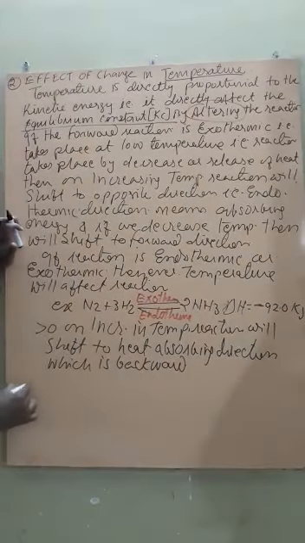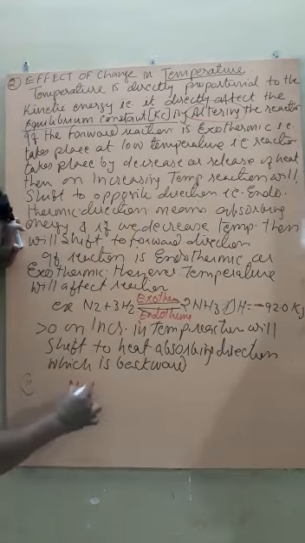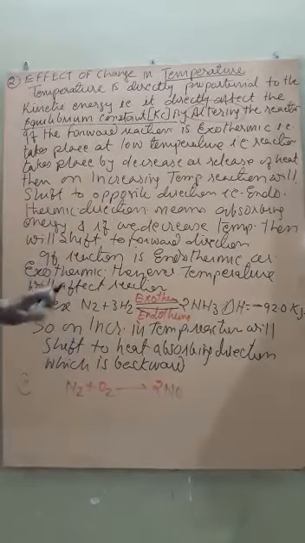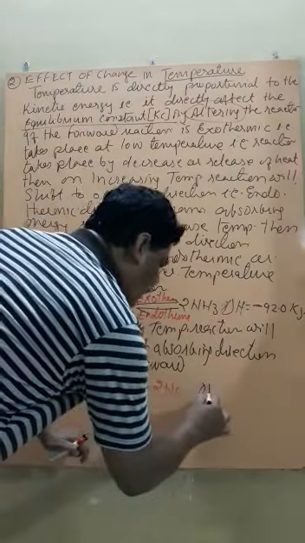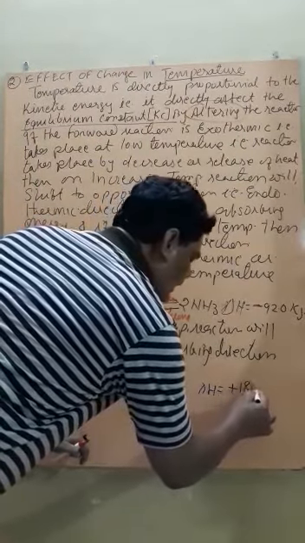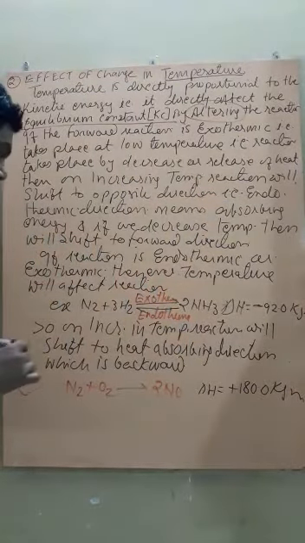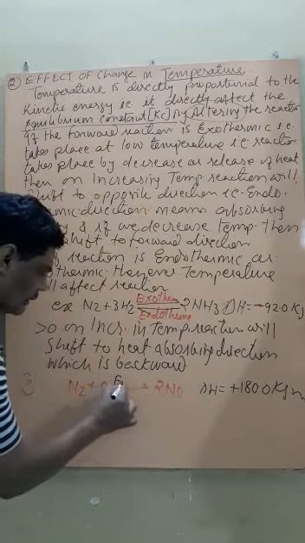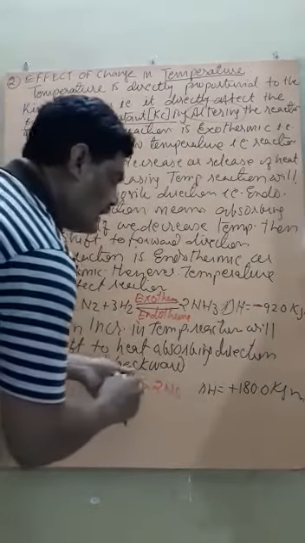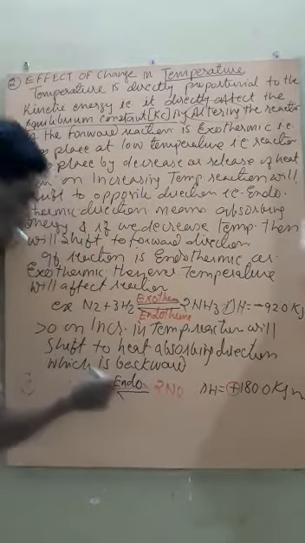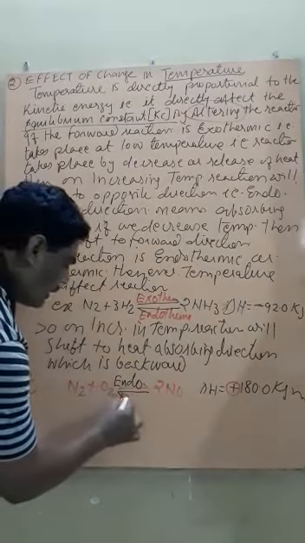But if we take the second example, like N2 plus O2, it gives 2NO. And suppose the delta H value of the reaction is plus 180.0 kilojoule per mole. Now the forward reaction becomes what? Endo. Why? Because the sign is a plus. So it shows that the forward direction is endo. Means its backward direction will now become what? Exothermic direction.